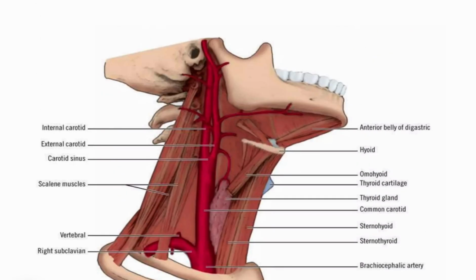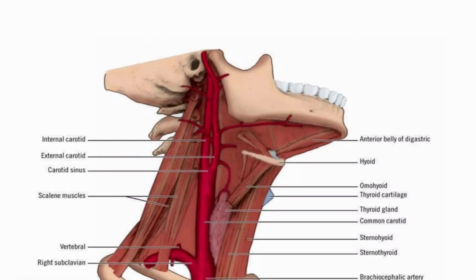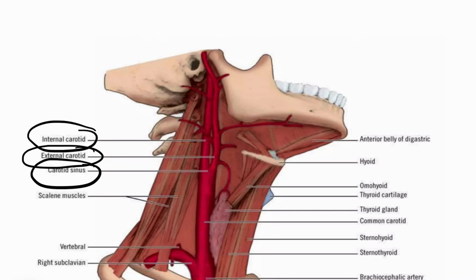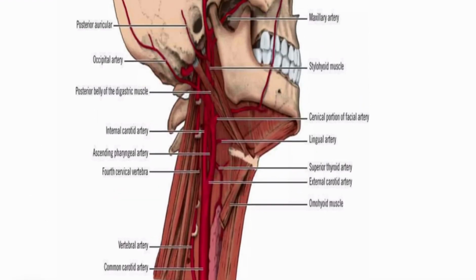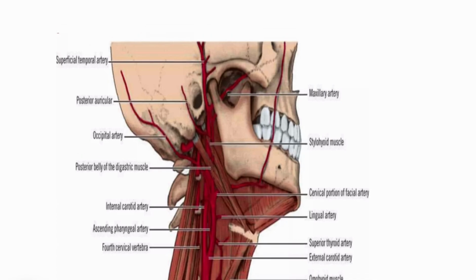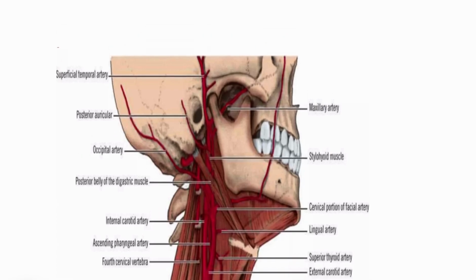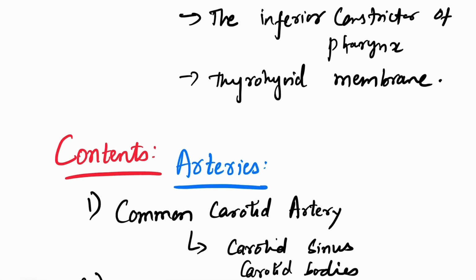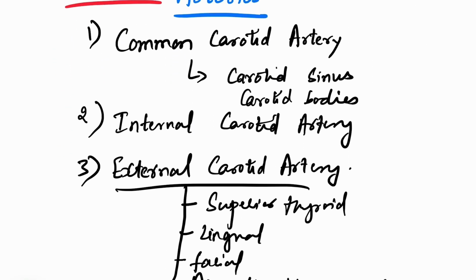So let us just see the diagrammatic view of the contents, that is the arteries. So you can see this one is the external carotid artery, carotid sinus, okay, even the internal carotid artery. So further you can see the branches of this external carotid artery like lingual artery, okay, cervical portion of the facial artery. So these are the arteries which are present in the carotid triangle.